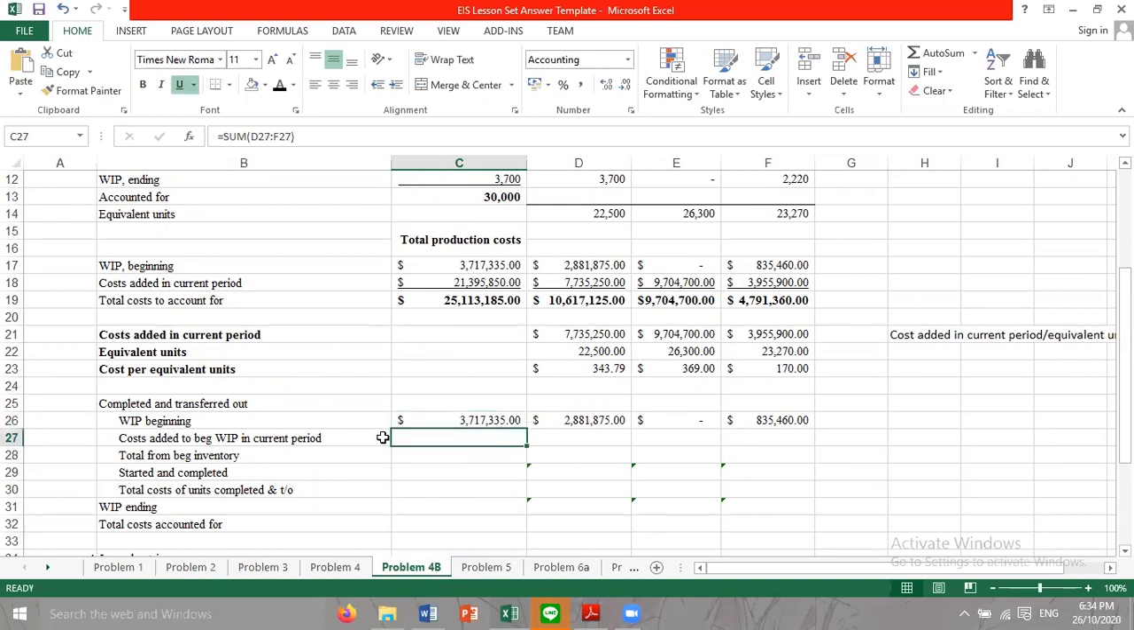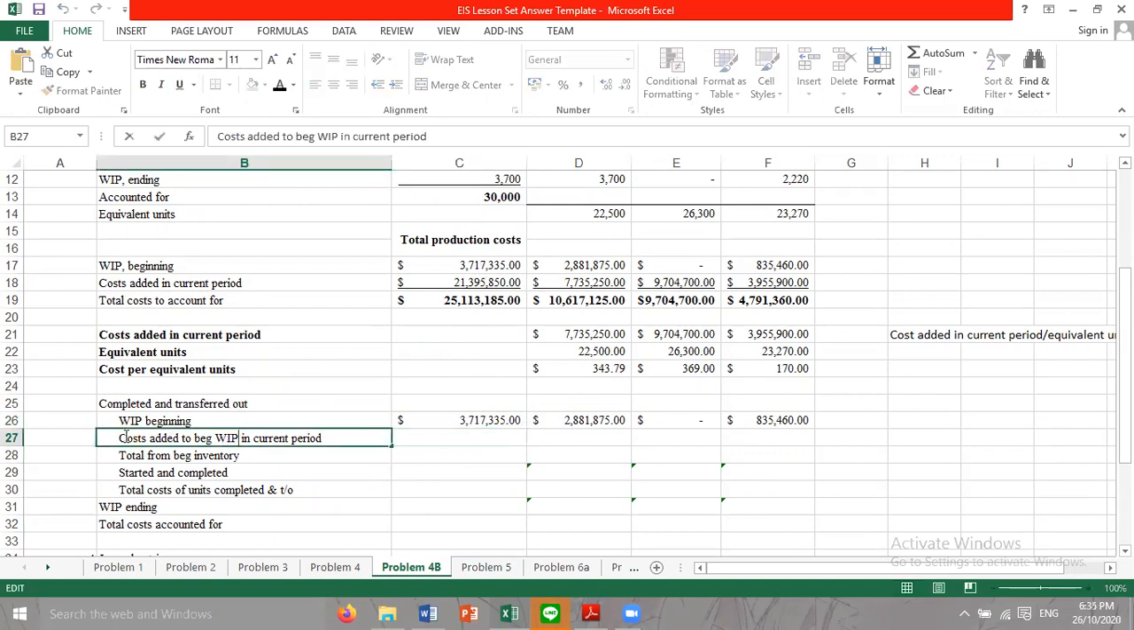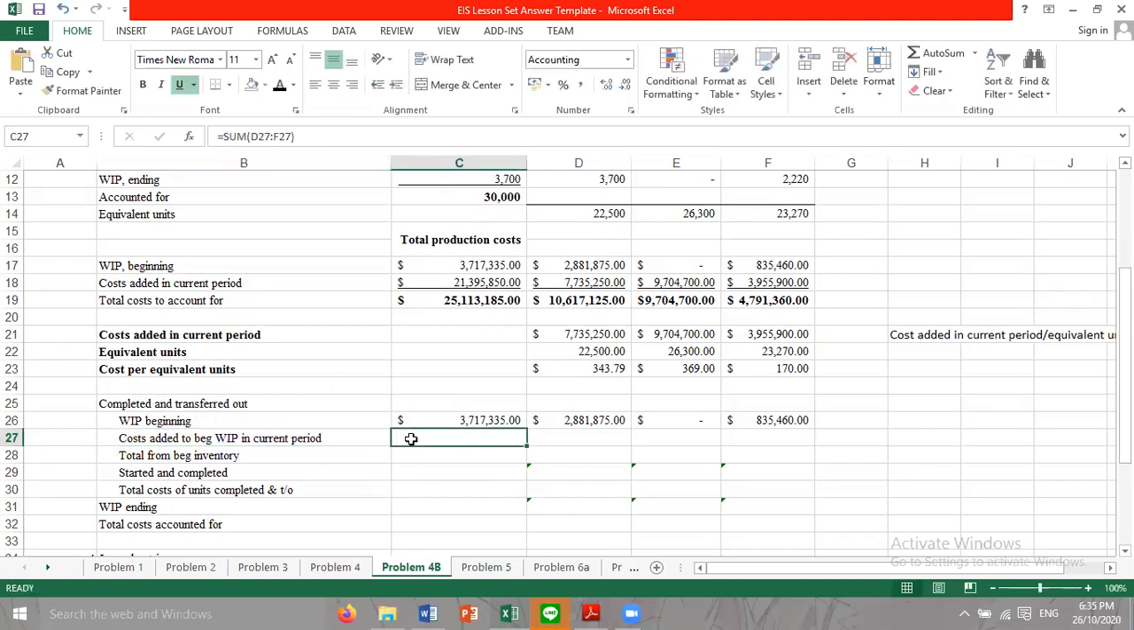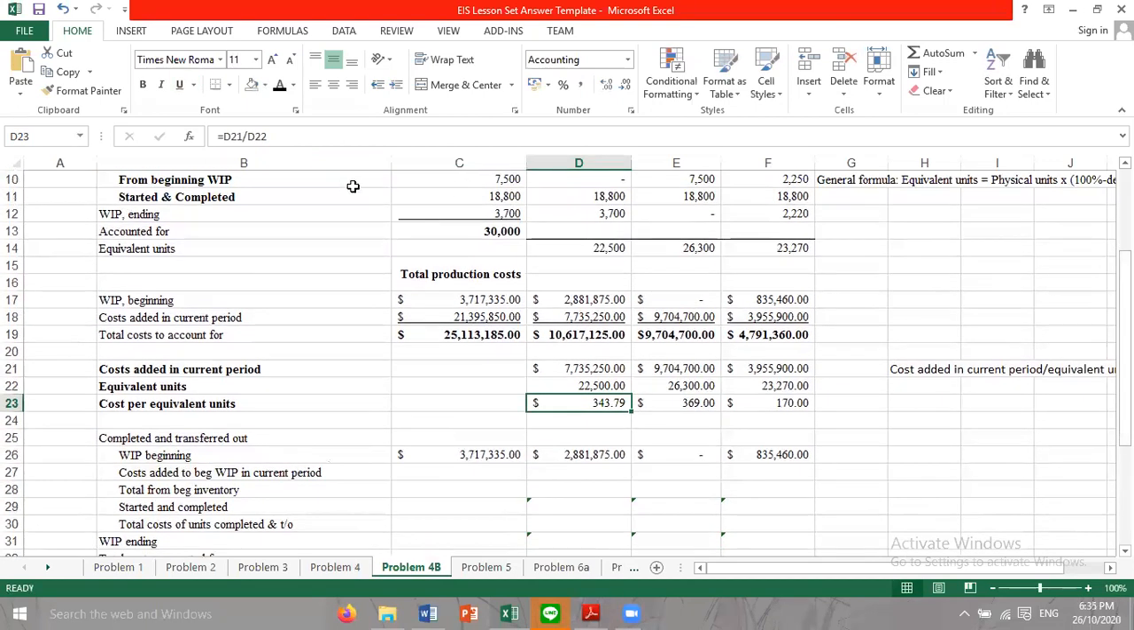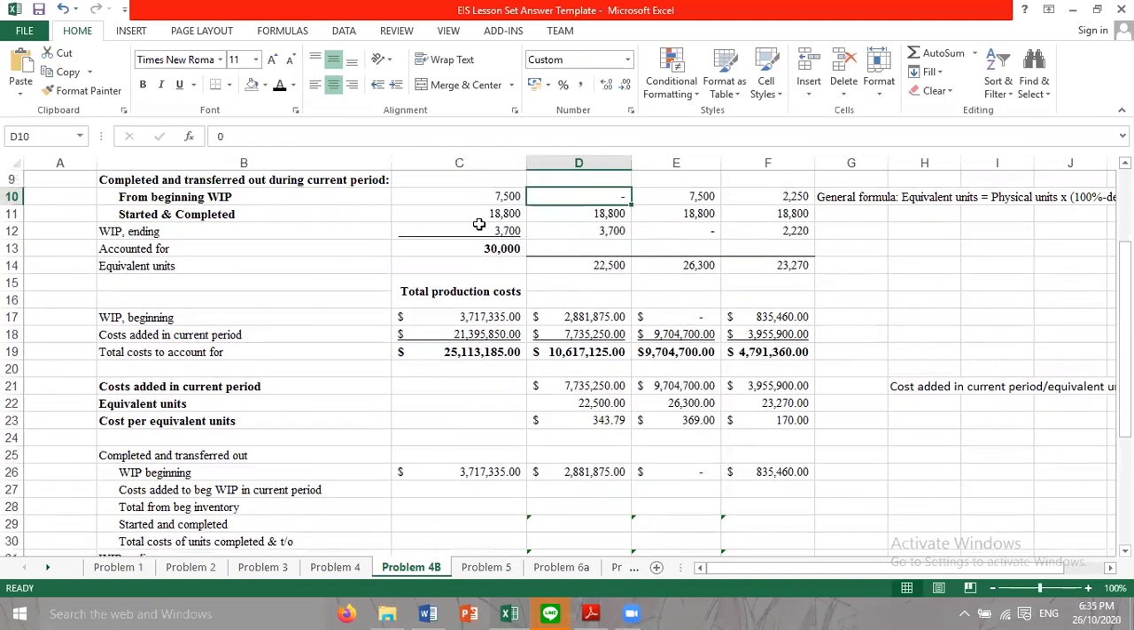Then from that, we calculate the cost added to beginning WIP in current period. We need to calculate the cost added to the beginning work in process to finish it and transfer it out. Since this is FIFO, we assume first in, first out, so we allocate to the cost added to beginning work in process inventory. How do we calculate it? Once again, it's cost per equivalent unit times the equivalent unit from beginning WIP, in this section.